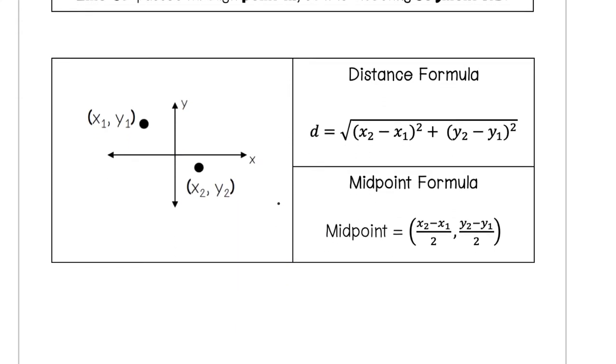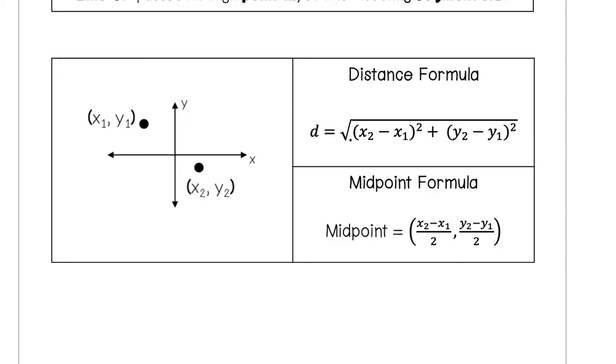Once we understand what a midpoint is, we can use the midpoint formula, but we can also use the distance formula to help us find midpoints as well. We're going to be looking at how these work on a coordinate plane xy using two different points that we label as x1, y1 and x2, y2.